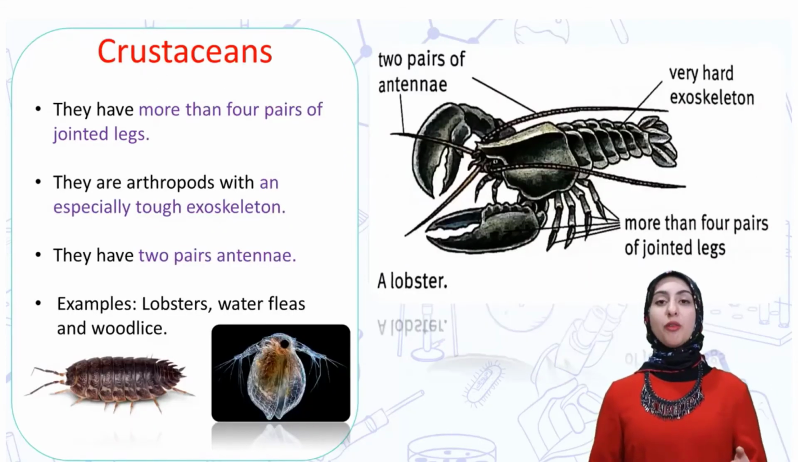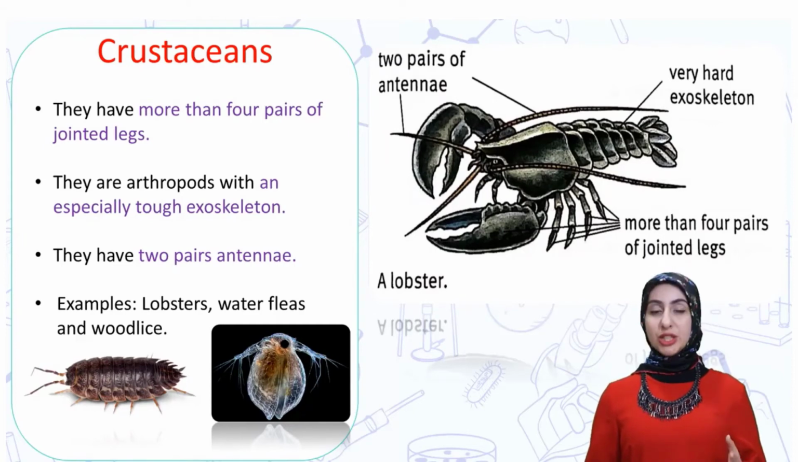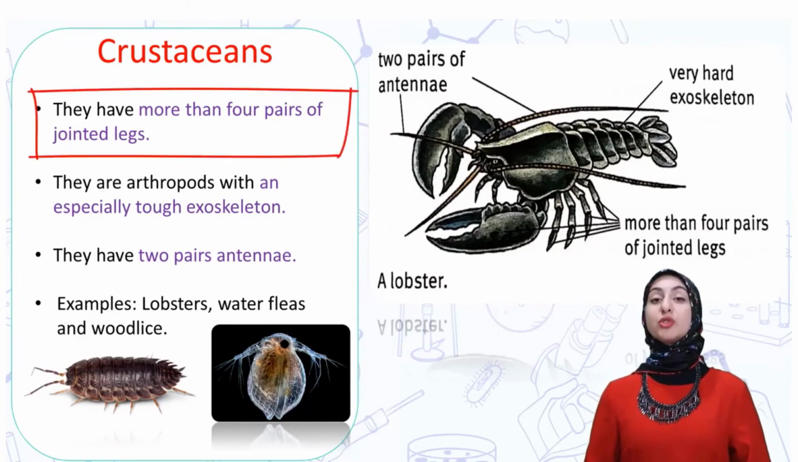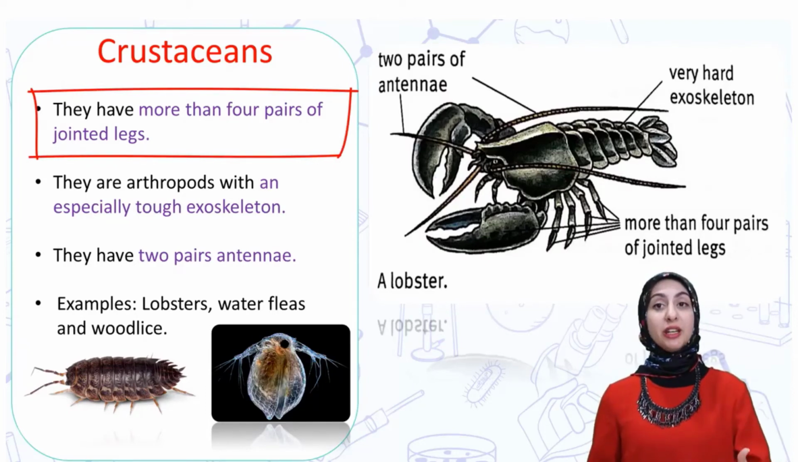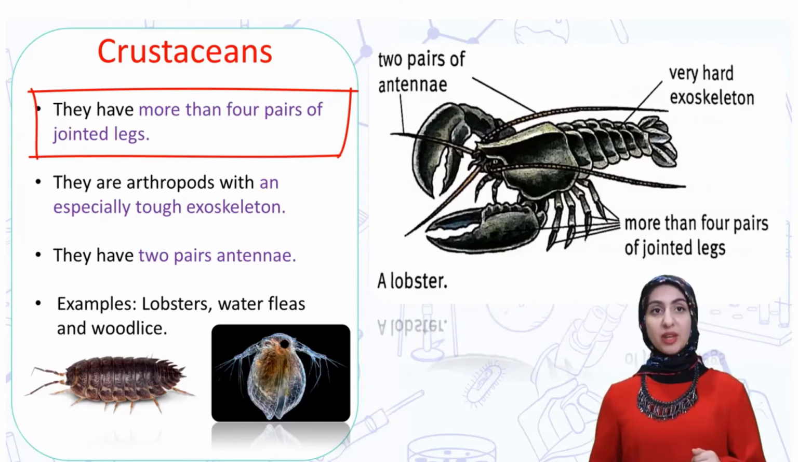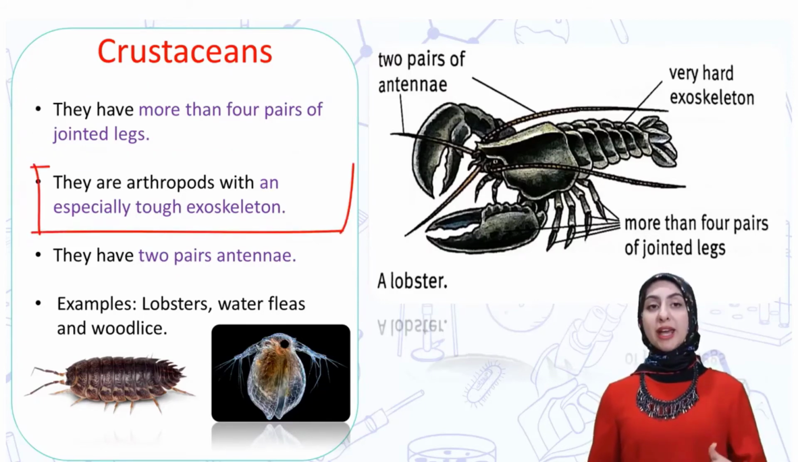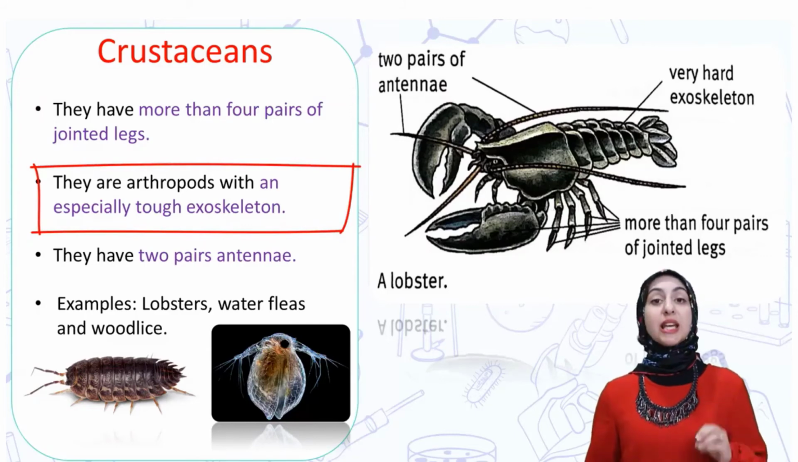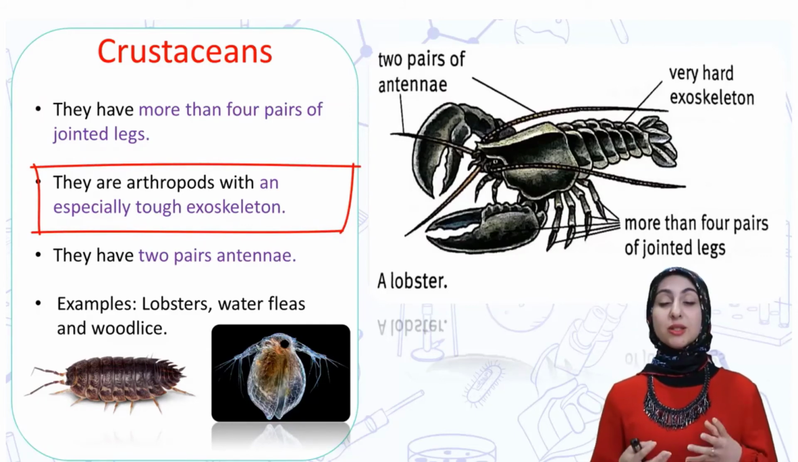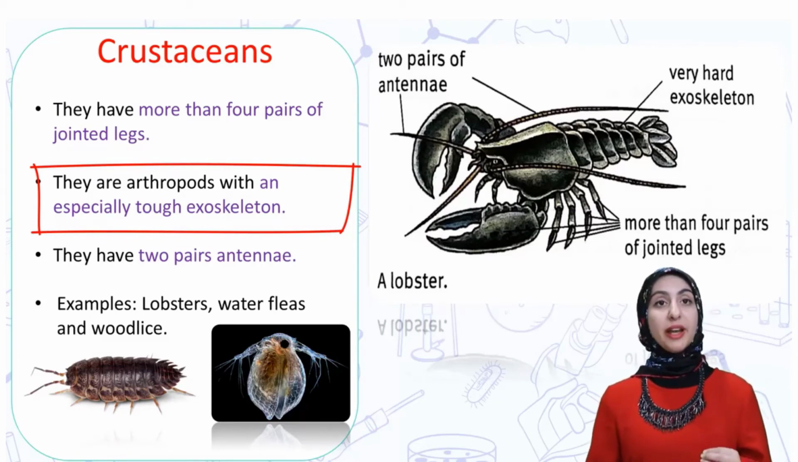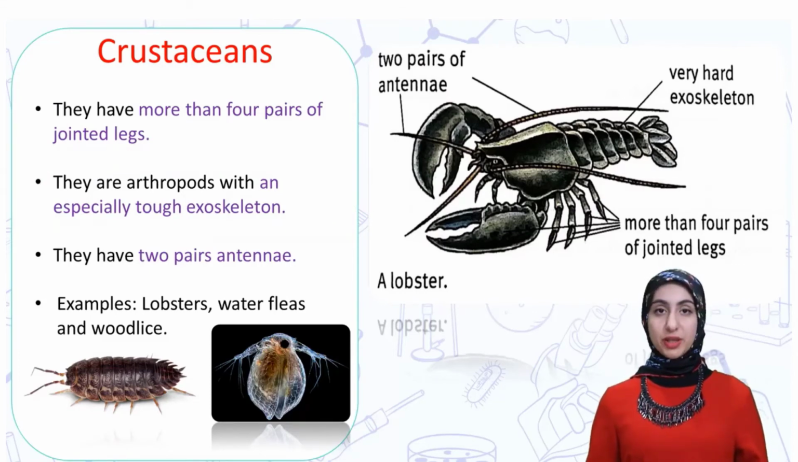The third group of arthropods is crustaceans. Crustaceans have more than 4 pairs of jointed legs. So this means on each side you will find more than 4 jointed legs. They are arthropods with an especially tough exoskeleton. This means if you find any animal with an exoskeleton, it will be classified as a crustacean. For example, lobsters, water fleas, and woodlice.